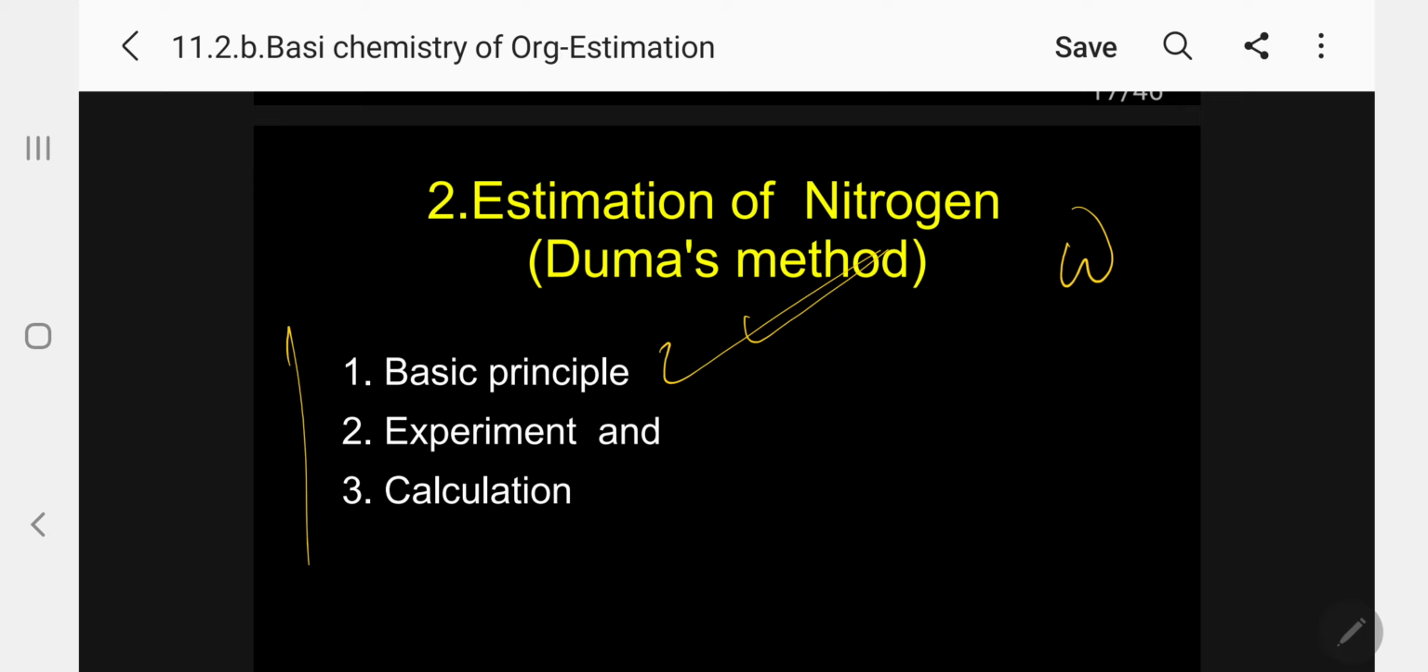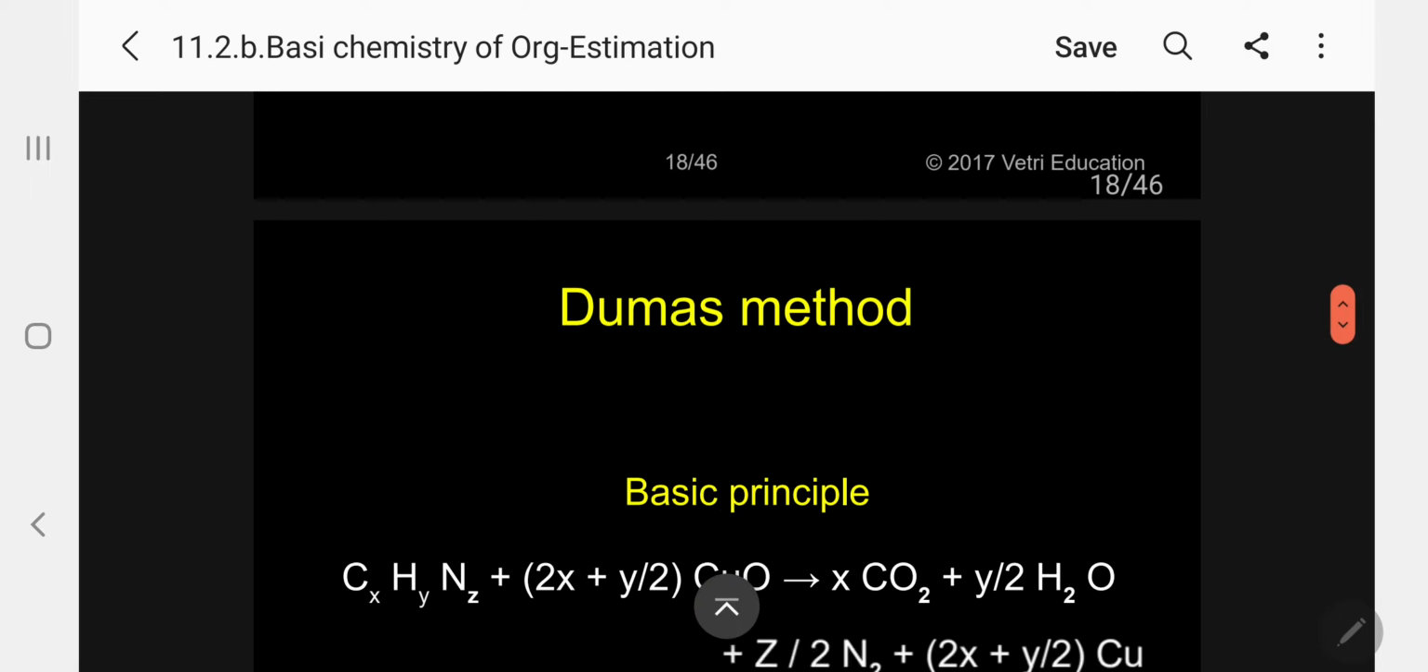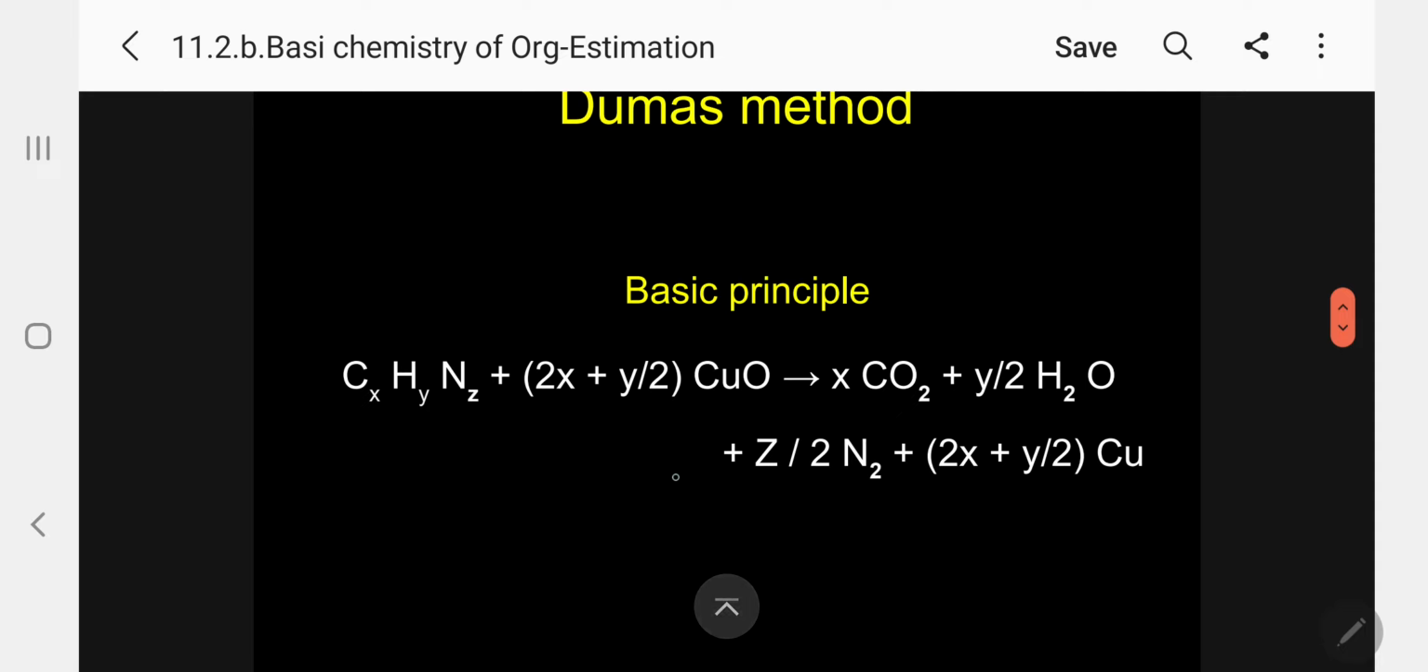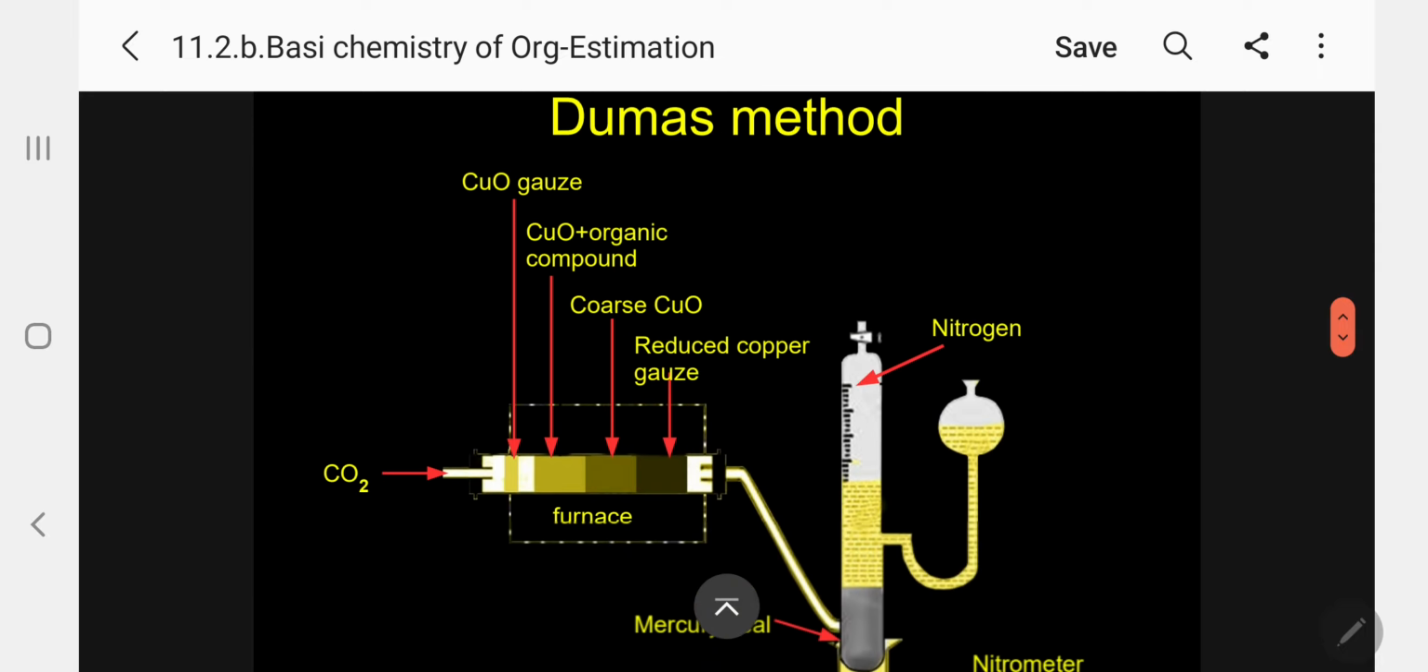So what will happen now? When you are heating with the copper oxide, if nitrogen is present, it is converted into nitrogen gas. So gas will be collected at room temperature by adjusting the reservoir containing the potassium hydroxide, so that you know the exact volume of nitrogen collected at room temperature. From this volume we can calculate and determine the percentage. Let me come to the experimental part. This is the general equation. We are not interested in it. So let me come to the Dumas method.